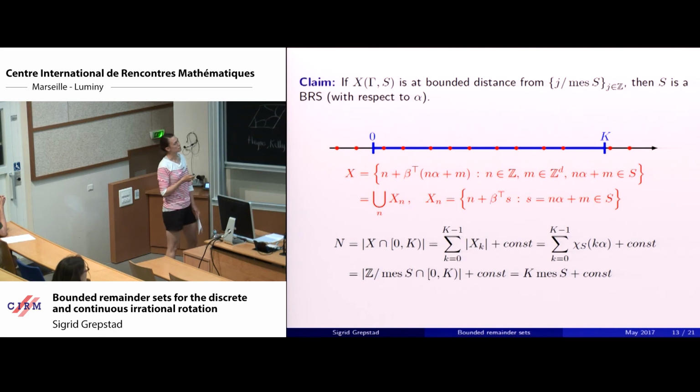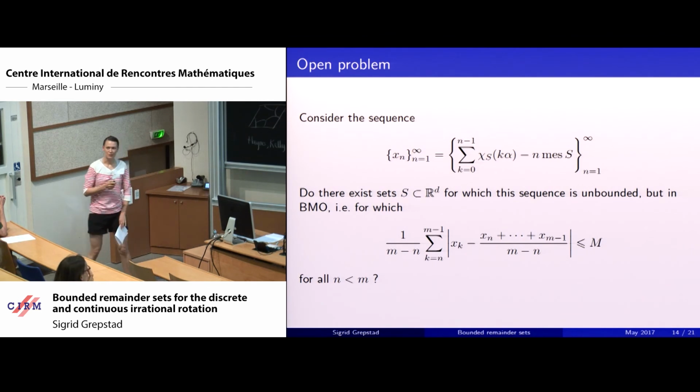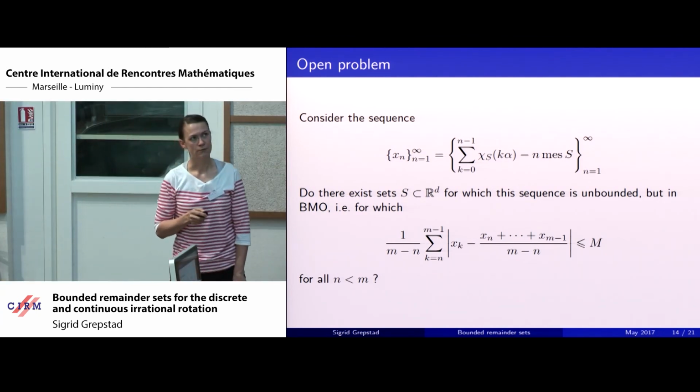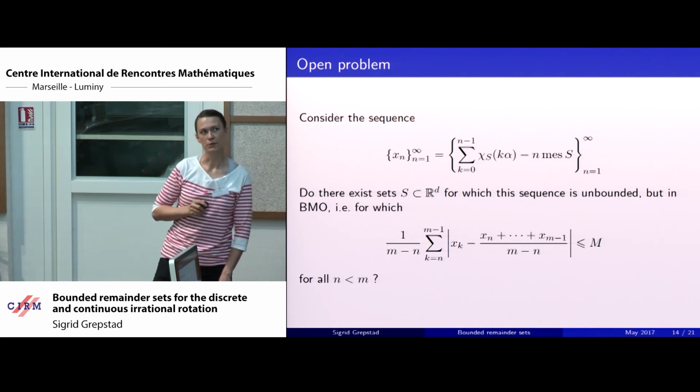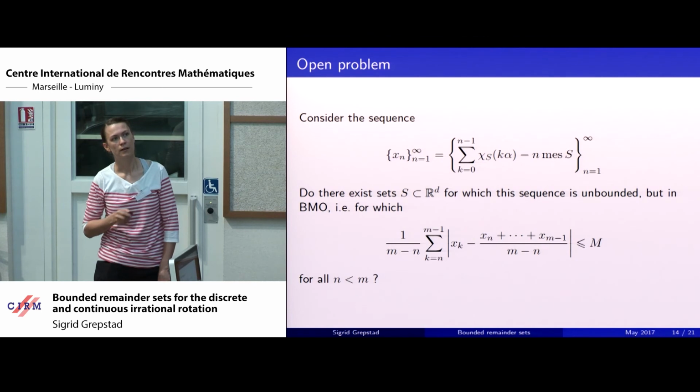Finally, a question which is of some personal interest to me, which is the following. And I know that I mentioned this to Christoph several years ago, so hopefully maybe he has an answer for me now. Suppose you're looking at the sequence of discrepancies starting at 0. And you ask the question, are there any sets S for which this sequence is unbounded but belongs to BMO? So for which we know that this inequality holds for all n smaller than m.